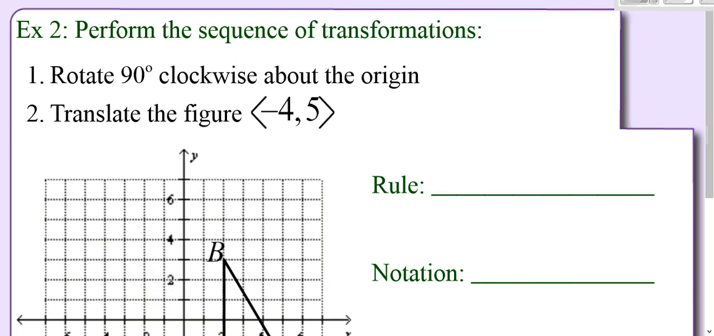So for this one, we're going to rotate 90 degrees clockwise, which you can do with tracing paper or whatever. Hold it still at the origin, and after you trace it, just write where it moves to. Or you can apply the rule, which we're going to need in a minute anyway. (x, y) goes to (y, -x).